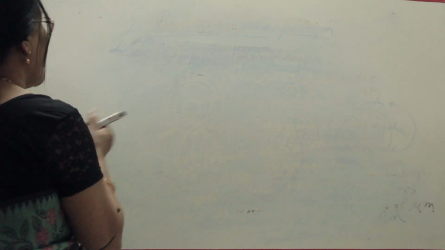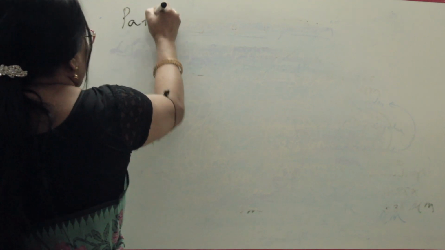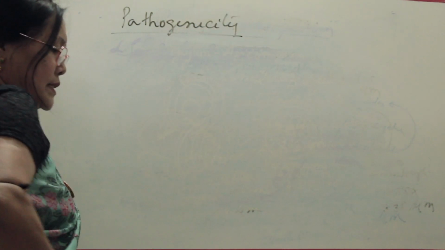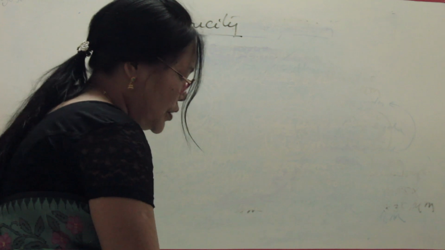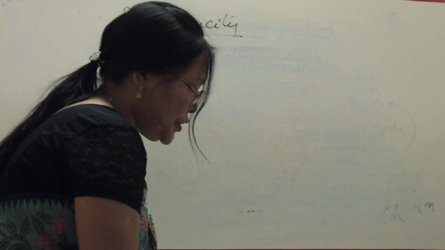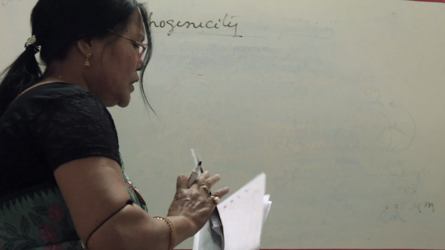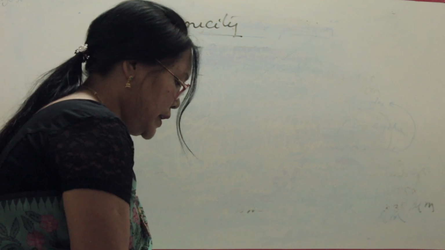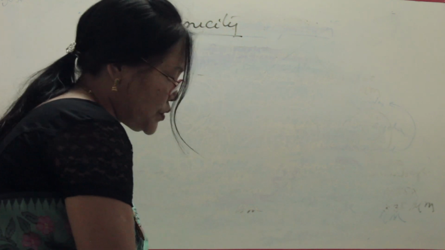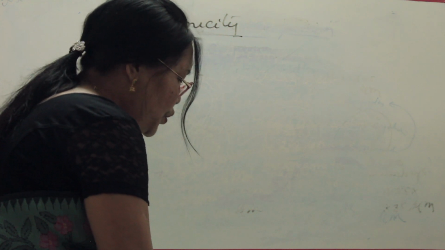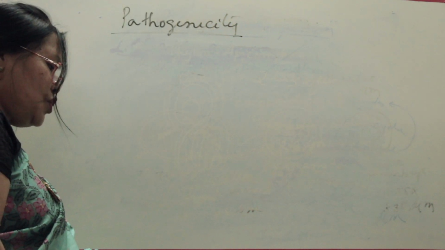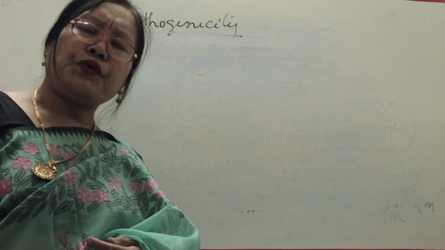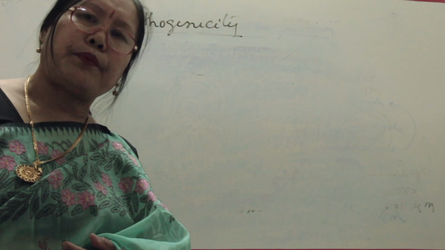The disease caused by this parasite, its pathogenicity. The disease caused by this parasite is known as cryptosporidiosis, and this cryptosporidiosis is usually different in different individuals. That is, immunocompetent patient and immunocompromised patient. Here, what is an immunocompetent and an immunocompromised patient?